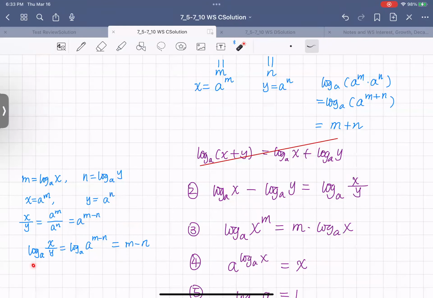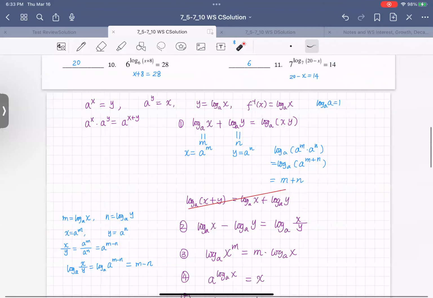So this is showing this property is true. When you have a quotient here, you can pull this in front and this one put here. This quotient becomes a difference when you want to split them. Okay? Yeah.